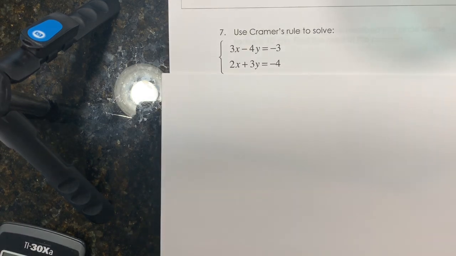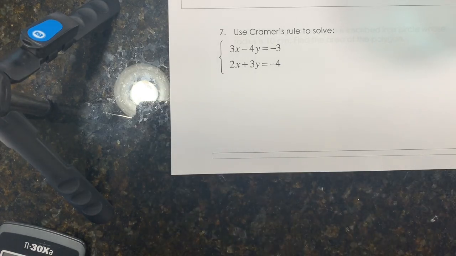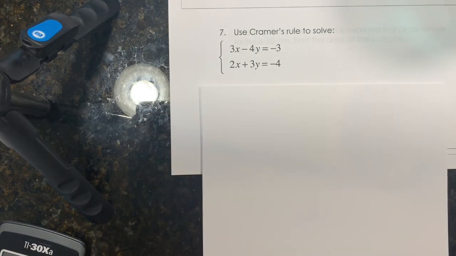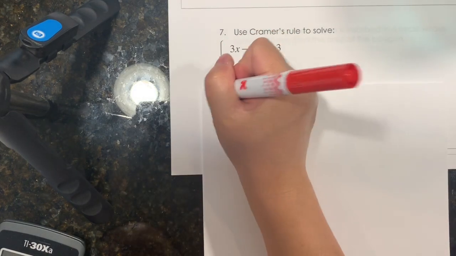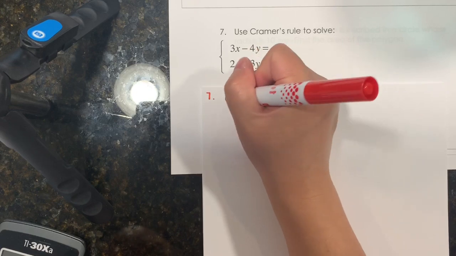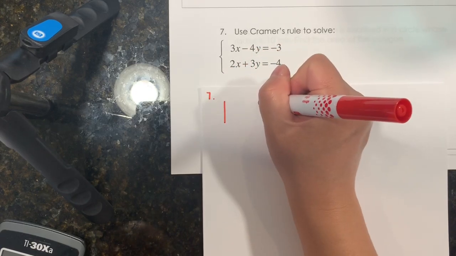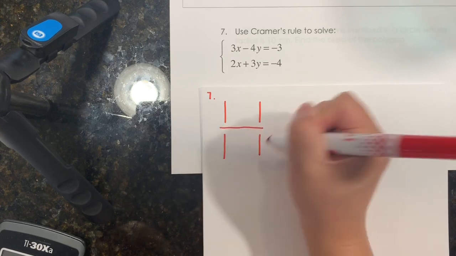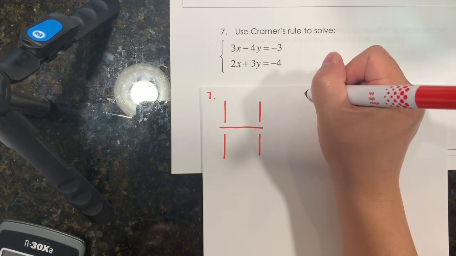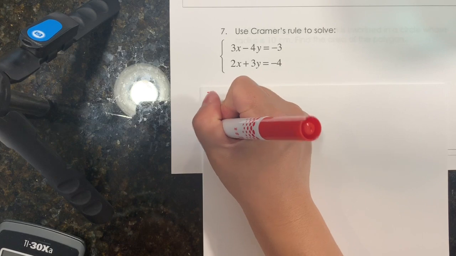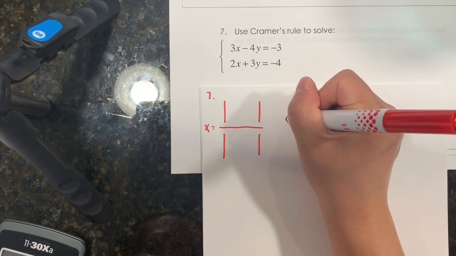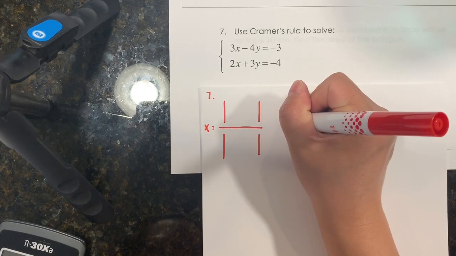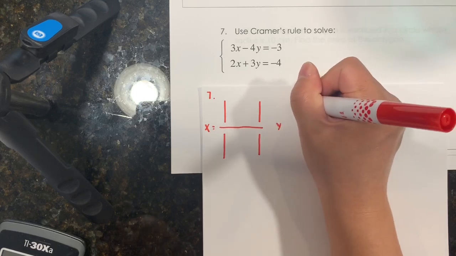Now looking at number 7, this is going to be from your last lesson that you learned. Use Cramer's rule to solve. So we need to solve for x, and then we need to solve for y. So I'm going to start with making my 2 matrices on top and bottom. And then that will be x. And then this is going to be y.